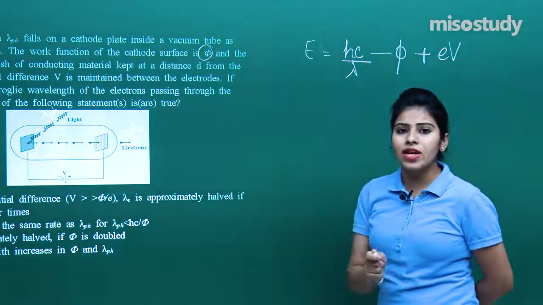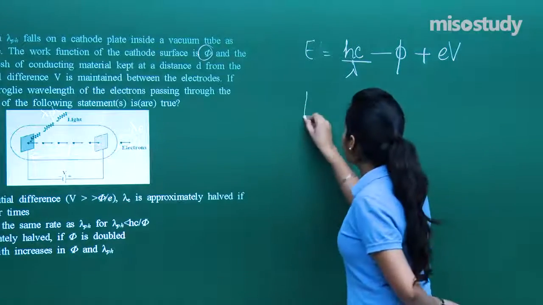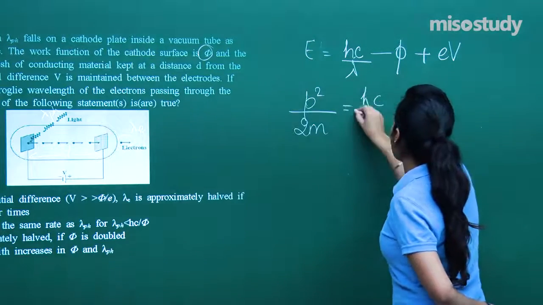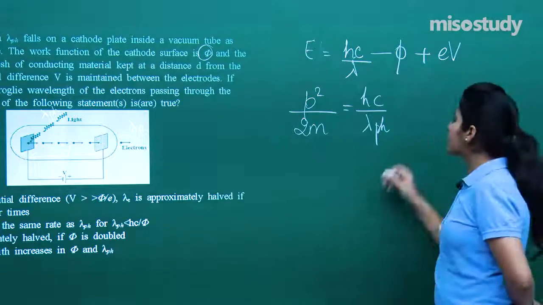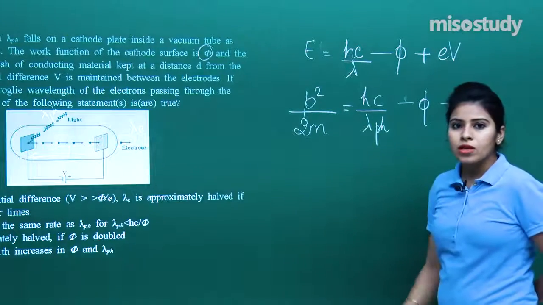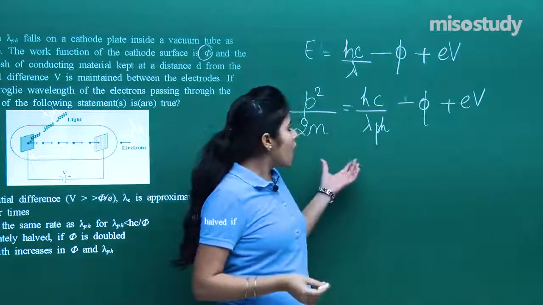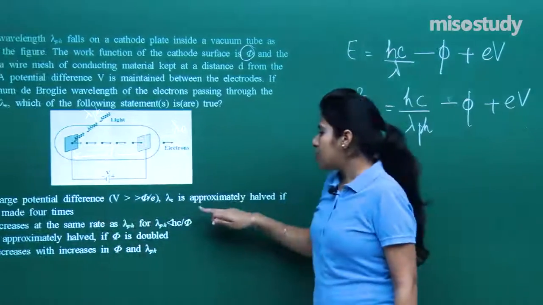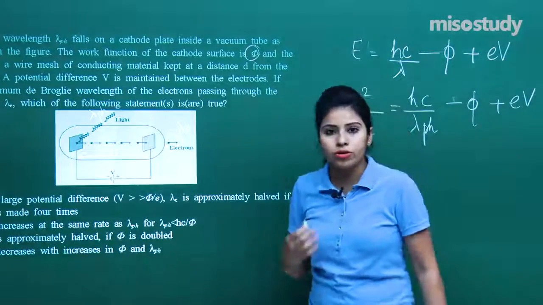Now you can write this energy in one form, that is p squared by 2m. You know that there is a relation between momentum, energy and also the mass. So we can write p squared by 2m equals hc by lambda photon, because this is the energy of the photon, minus phi plus eV. Now you have this equation with you, and what you have to find out is whether for large potential difference lambda e is approximately halved if V is made 4 times or not.